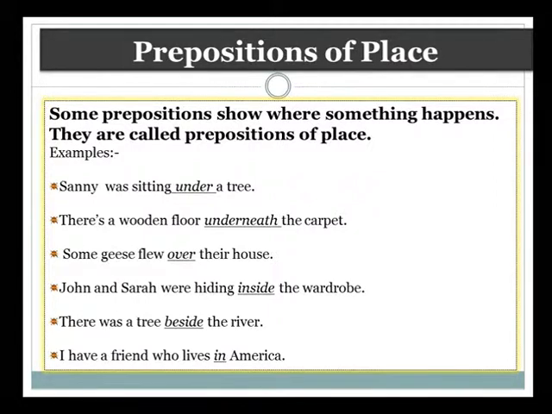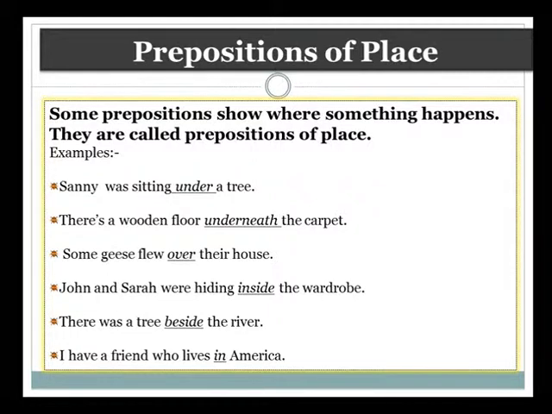Coming back to the same preposition, the same sentence here. There was a tree beside the river. So, if we have to frame a question out of it, we would say, where was the tree? So, you would say, the tree was beside the river, or there was a tree beside the river. Next example, I have a friend who lives in America. So, that is another preposition, in, which is a preposition of place. So, in order to frame a question for this statement, we would say, where does your friend live? So, you would say, my friend lives in America.